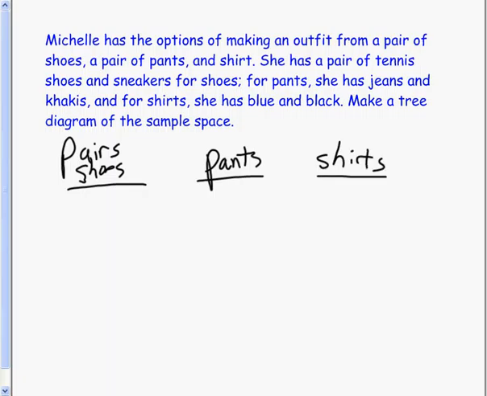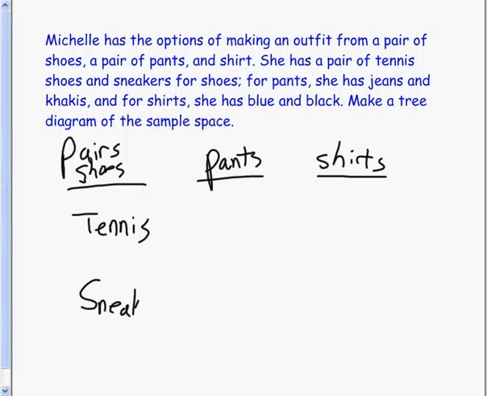You're not stuck with doing the order they give it to you, but it just seems to work better, so that way I'm not going to forget some reason in there the pants option. So for shoes, she has a pair of tennis shoes and sneakers. So I'll just write tennis and sneakers.